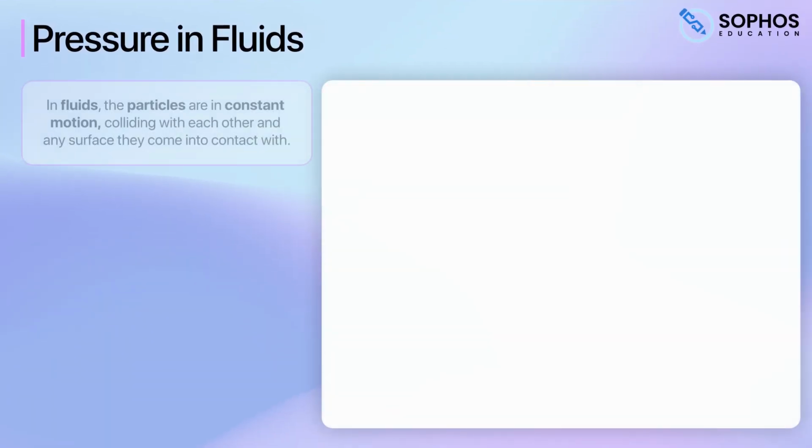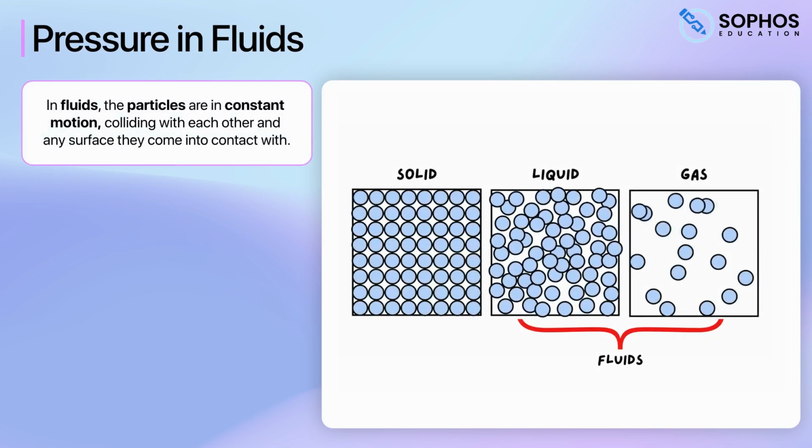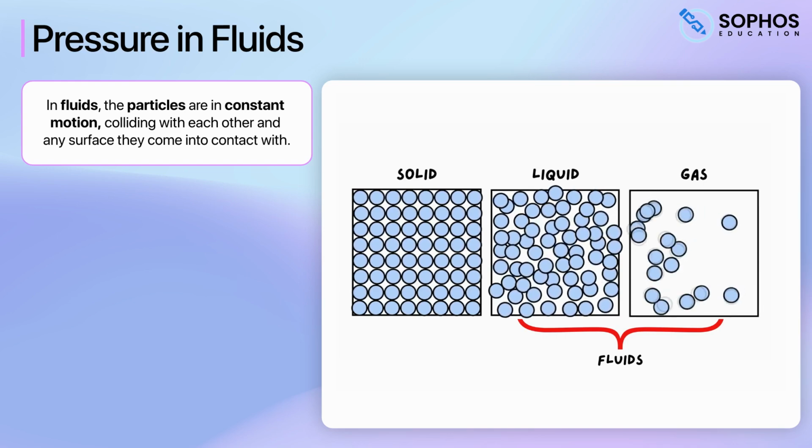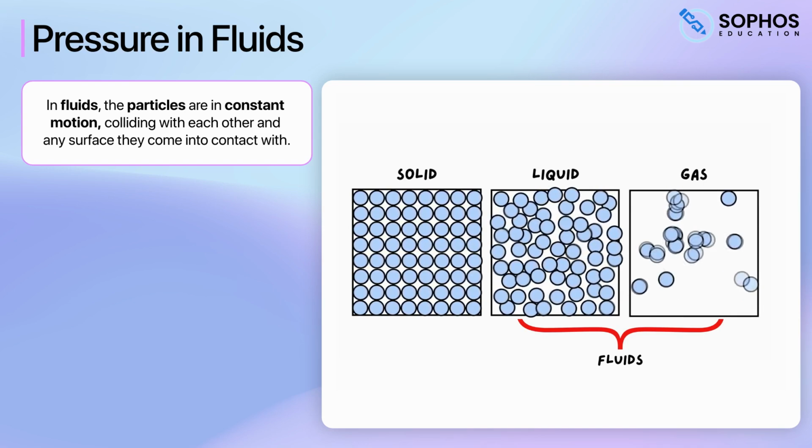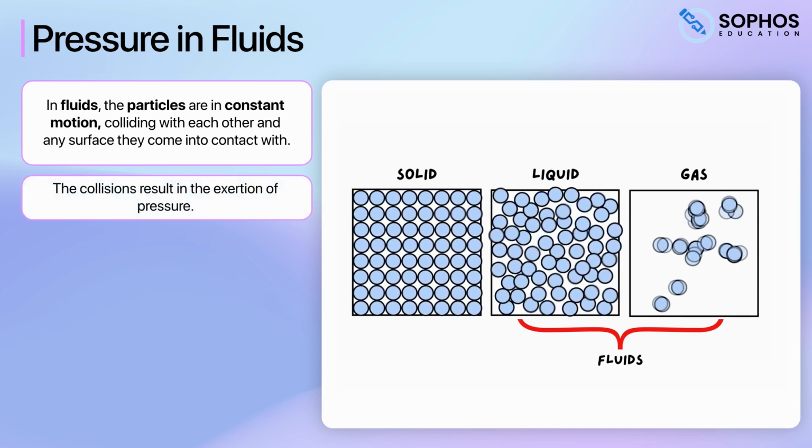In fluids, the particles are in constant motion, colliding with each other and any surface they come into contact with. These collisions result in a force being applied over a specific area. Basically, these collisions result in the exertion of pressure.